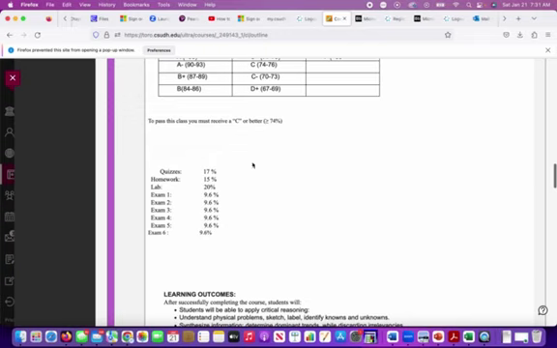Now, this is the weight for the assignments. The quizzes are 17%, the homework is 15%, the labs are 20%, and I don't have a control over the lab. This is for your lab instructor. He or she is gonna determine. For the exams, each is gonna be 9.6.